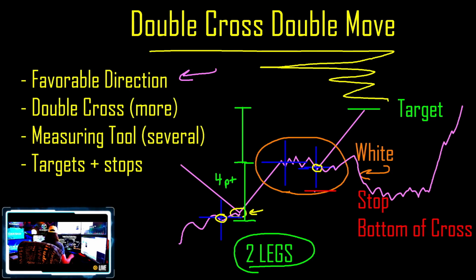Stops, bottom of the cross. Now, if there is a cluster of crosses, it still needs to be at the lowest cross, the one that is closest to the first pivot. Again, if it's the other direction going short, then it's going to be at the top, but you guys get the picture. That would be up here above that cross right there.